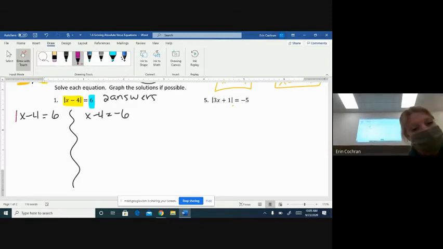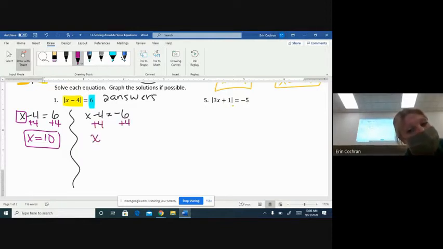So solving for x, how do I move that 4 over? Add 4. So x equals 10. So that's my first answer. What would I do for the second one again? Add 4. The nice thing is the steps are always the same. The only difference is the answer. And what's negative 6 plus 4? Negative 2. Okay.